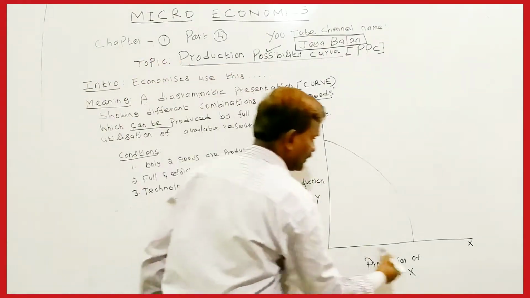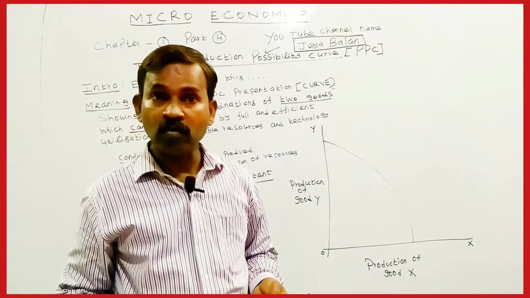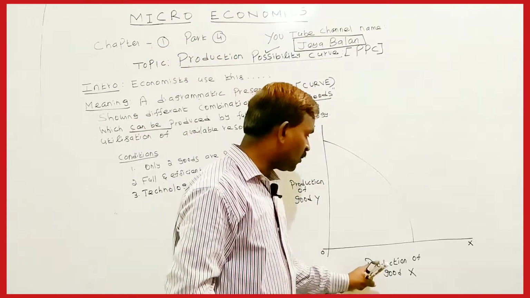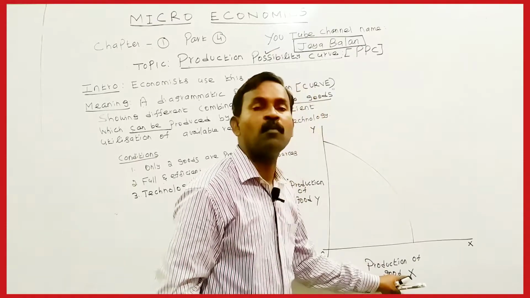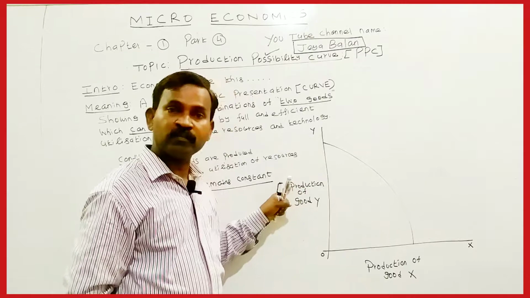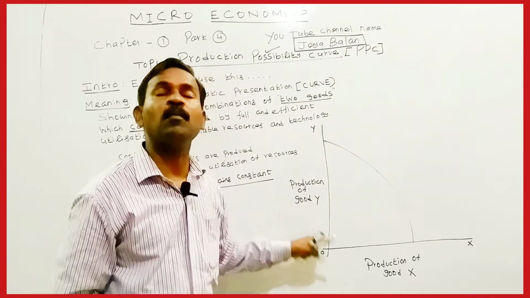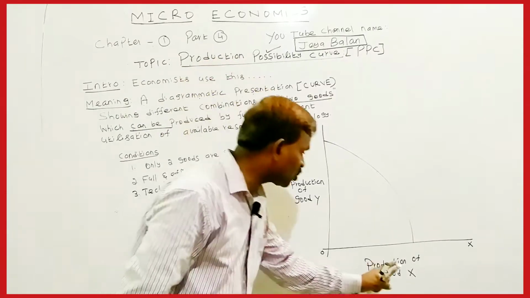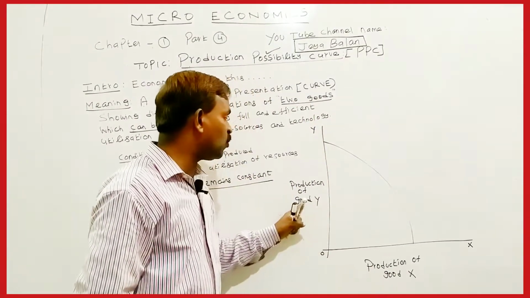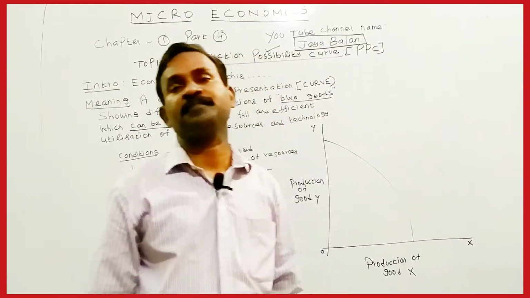Okay. X-axis, Y-axis. What do we try to show? What do I try to show in the X-axis? I am trying to show the production of commodity X. In the Y-axis, I am planning to show you the production of another good, commodity Y. So the production of commodity X is shown in the X-axis. The production of commodity Y is going to be shown in the Y-axis.